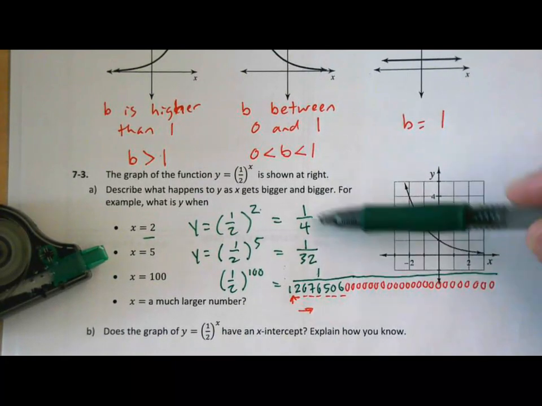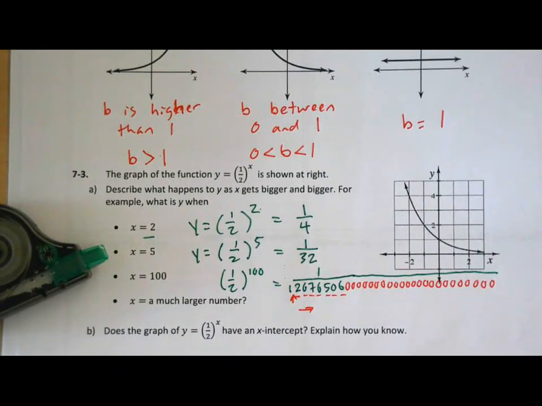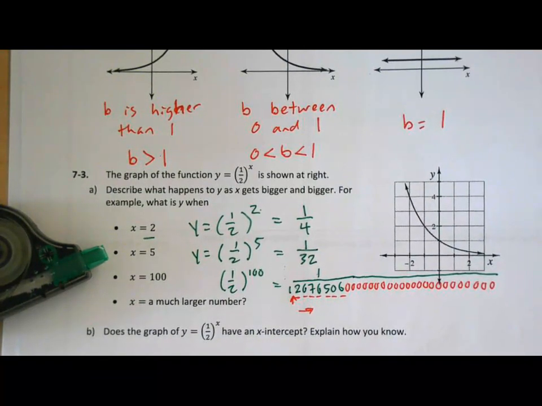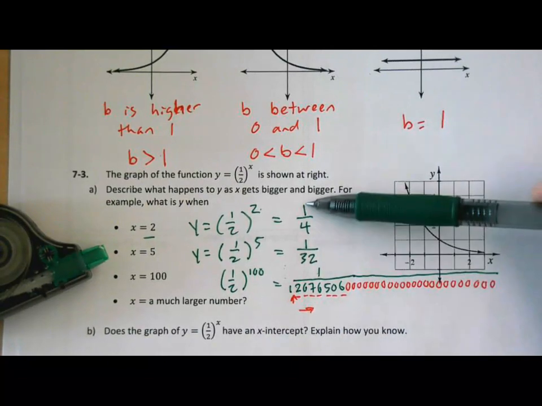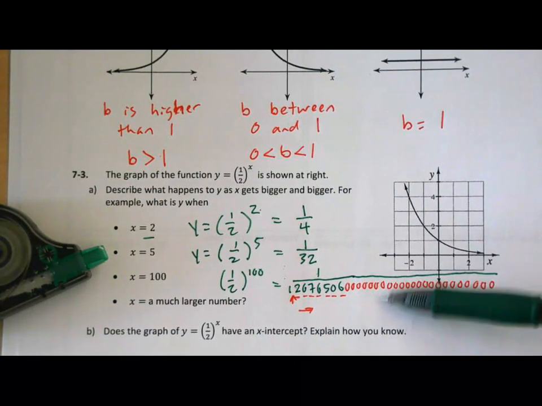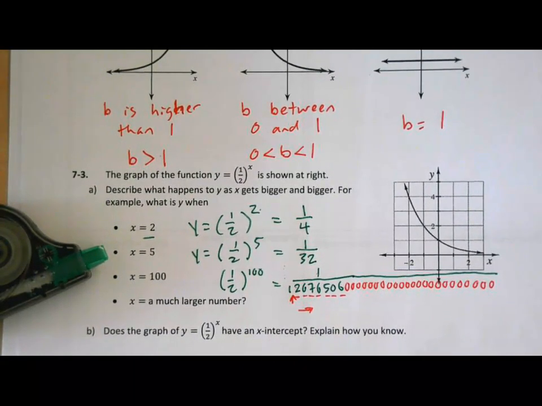Is this y value ever going to get to 0? It is getting smaller, but will it ever be equal to 0? It's always going to be 1 over something, right? And that number on the bottom is going to keep getting bigger and bigger and bigger, which means 1 over a big number is going to get smaller and smaller and smaller. But will it ever get to 0? Is there a number you can divide 1 by that's equal to 0? No. It's never actually going to get there.